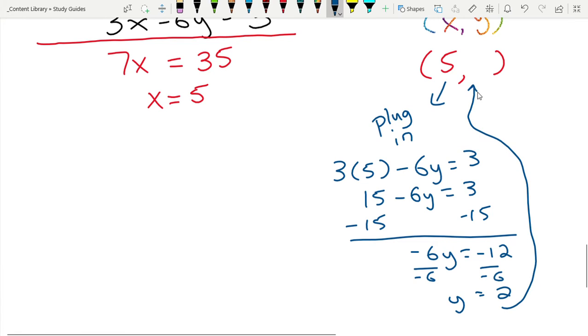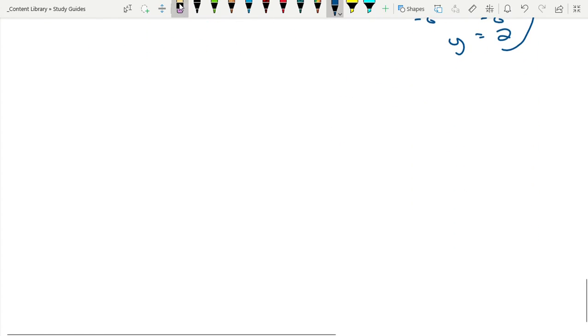So now I have the second coordinate, the y, which is 2. So at (5, 2) is where these two lines would have hit one another if we were to graph them, which we don't like graphing them because it takes too long, and it's not as accurate.